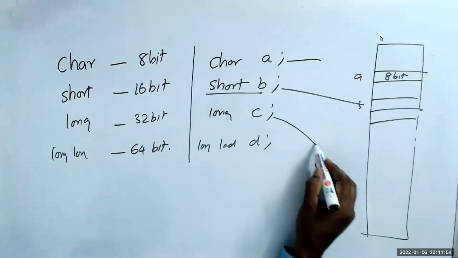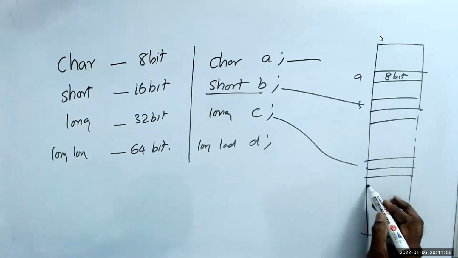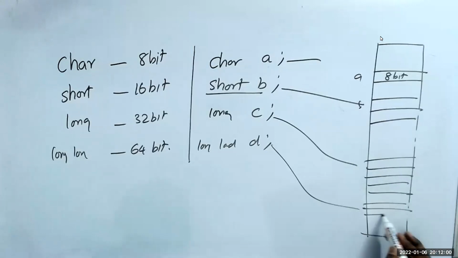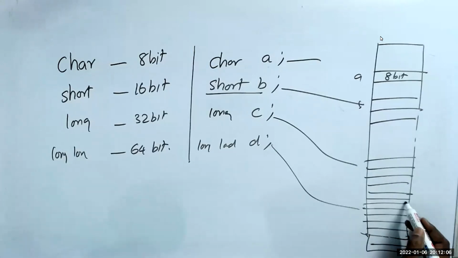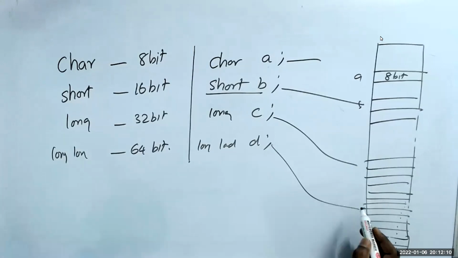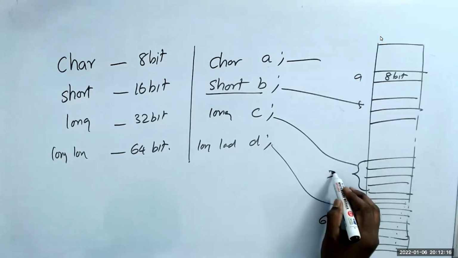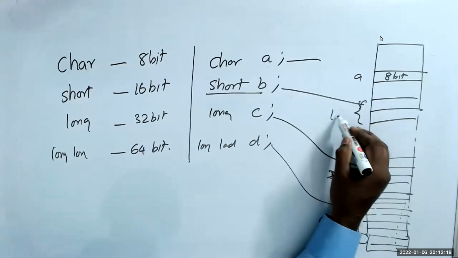If it's a long C, you have been allocated 4 lines. Long long means you have been allocated 8 lines. One, two, three, four, 5, 6, 7, 8. 8 lines. 8 into 8 is 64. This is 4, 32. This is 2, 16. This is 1, 8.